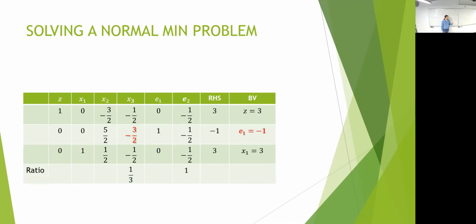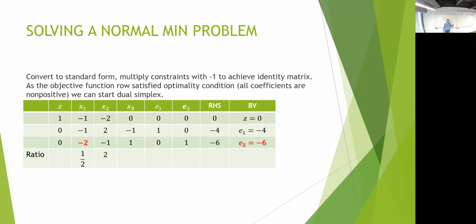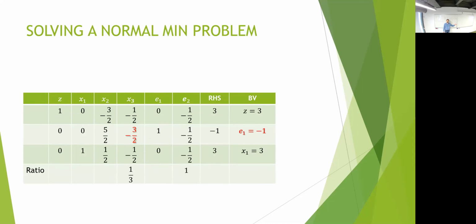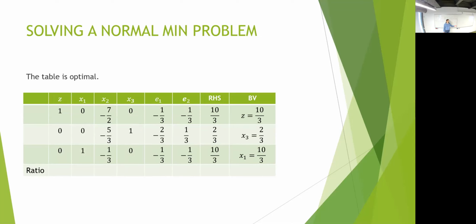Now let's go back to the original one. Z was equal to 0. It grew bigger, it's now equal to 3, and at the end it's equal to 10 over 3, which is 3.33. It keeps getting bigger and bigger. As we make the iterations with the dual simplex, we are getting worse and worse values for our optimal solution. But this is something we're expecting. This is another part of the dual simplex method.